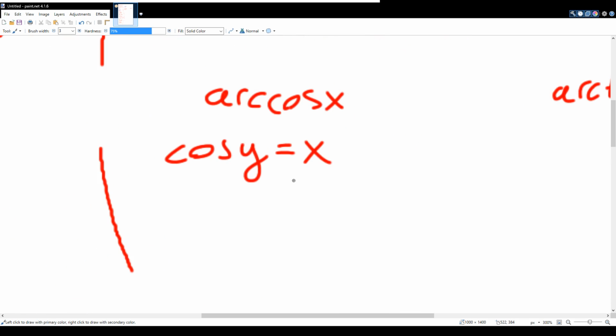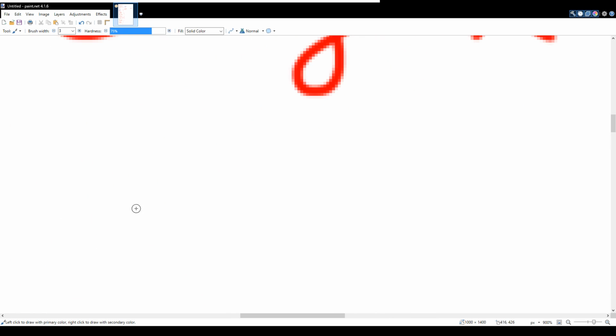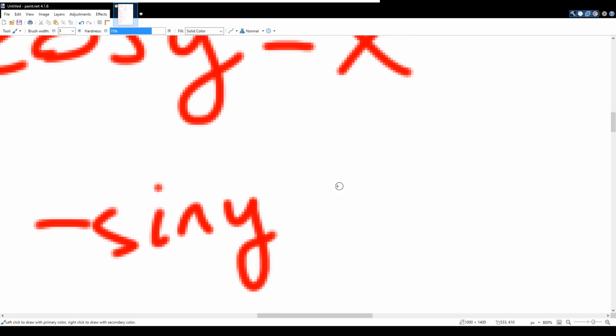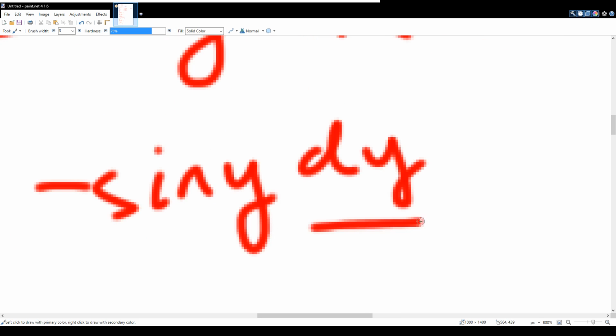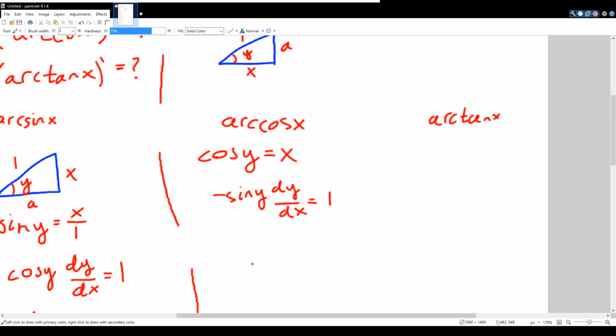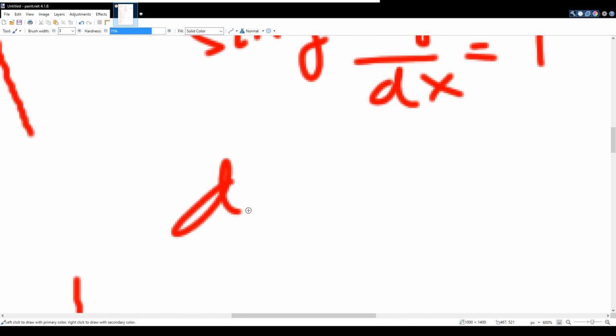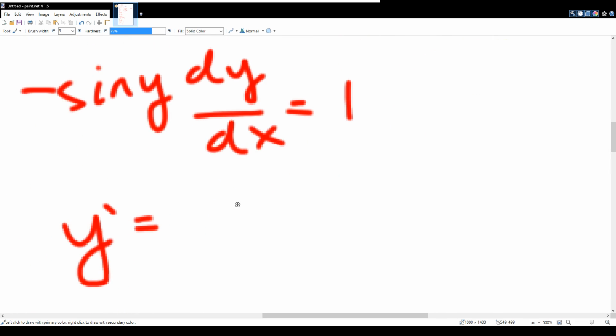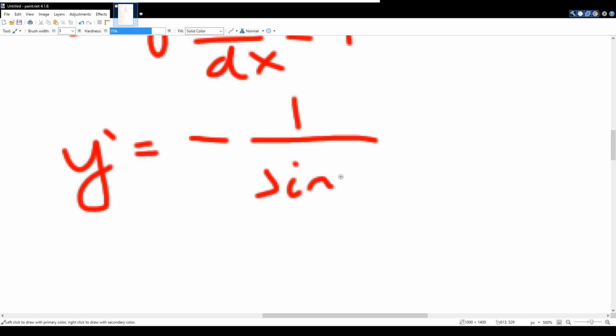But remember, the derivative of cosine is negative sine, not just sine, so we have to include that negative sign on the sine. Negative sine y dy/dx is equal to 1. So I'm just going to call it y prime, same notation. Negative 1 over sine y.